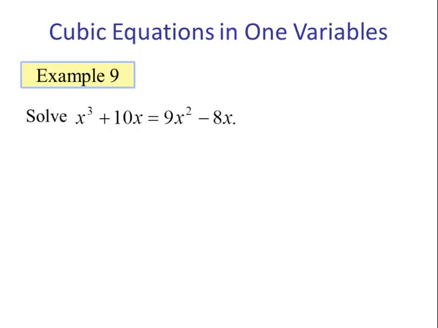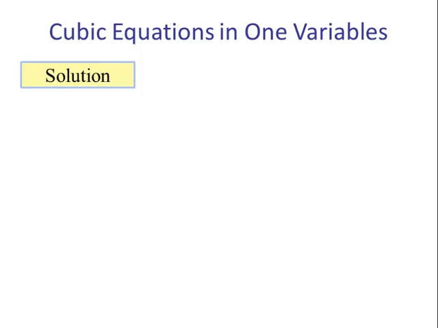Example 9. Solve x cubed plus 10x equals 9x squared minus 8x. Solution. Our first step is to pull all the terms to one side of the equal sign and have the other side be equal to 0. So we're going to subtract 9x squared from both sides and add 8x to both sides. Combining like terms, we get x cubed minus 9x squared plus 18x equals 0.